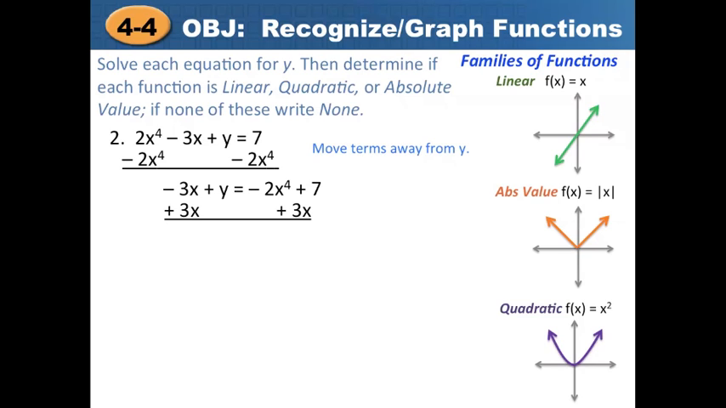Now we'll add 3x to both sides. Notice we still have no like terms, so this term will just go in order after the negative 2x to the fourth. So when you solve this equation for y, you get y equals negative 2x to the fourth plus 3x plus 7.